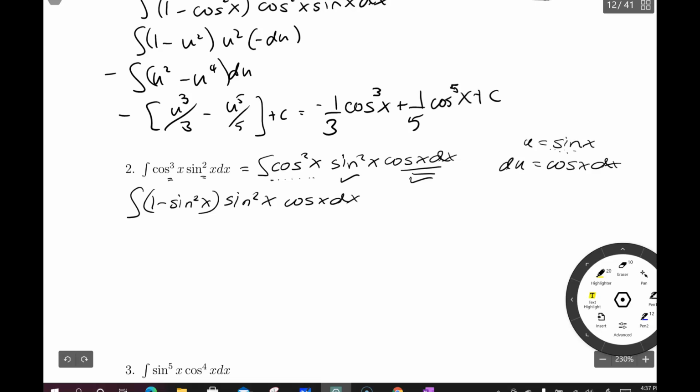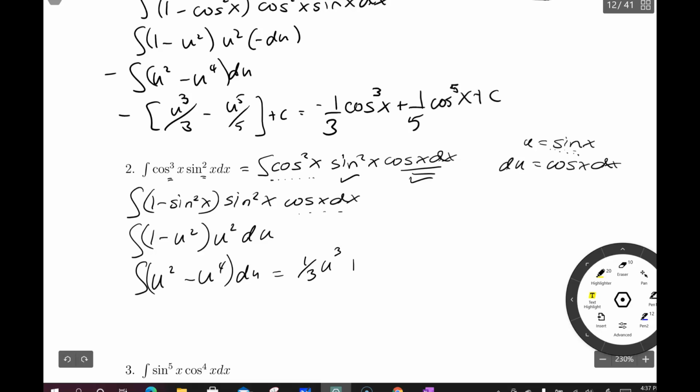And I'm just going to carry everything else along. Okay, so now I'm ready to use my u substitution. So I have 1 minus u squared. This is u squared, and this is going to be du. So this is going to be really similar to what I just did, yes? Du, except without a negative sign. So I get 1/3 u cubed, whoops, minus 1/5 u to the 5th, and then take the time to put the x's back in.